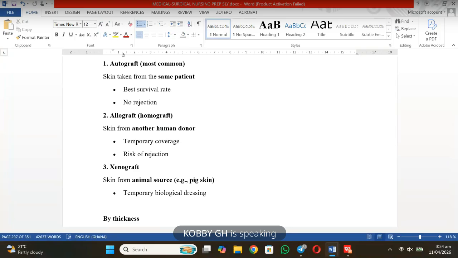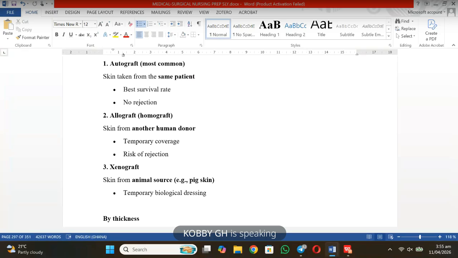We have the allograft or the homograft. You are taking skin from another human donor, not the same person. You are taking from another human being, apart from that same person. So you take the donor skin from another human being. If it is a patient, you can take it from the husband or the wife or the child. Or if it is a child, we can take it from the mother. That one, we call the allograft or the homograft.